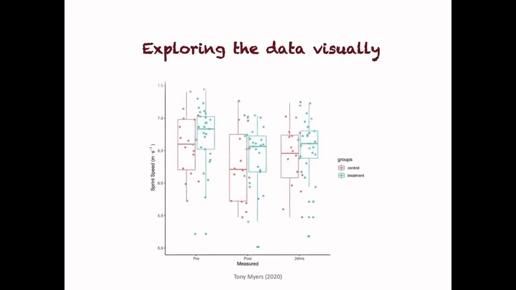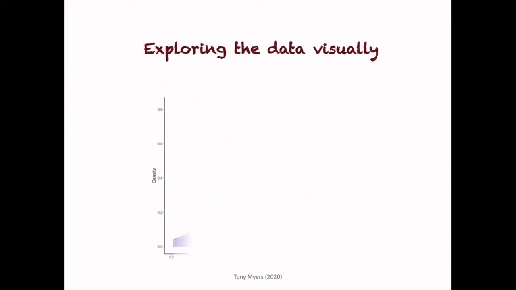Exploring the data visually. I simply make some box plots of the three measurement points and the two groups. We can see here the baseline, the pre-measurement. Treatment group is slightly faster, with slightly higher sprint speed, in meters per second. Both groups drop off in the post-measurement, unsurprisingly, post-game, and then both recover a little bit. Visually, it looks like the treatment group may be doing better, but we actually have to look at the outcome of the analysis.